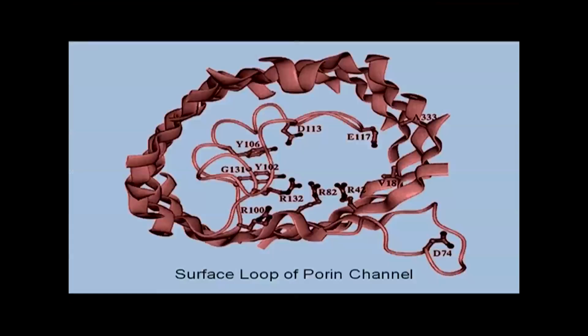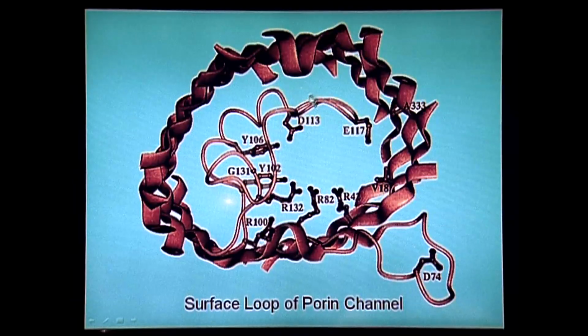And not only that, this porin channel will have a surface loop, and this surface loop is having glutamine or aspartic acid residue with calcium ion, which is actually guarding this particular porin channel. So anything and everything is not allowed easily inside the cell membrane, and it will protect the cell membrane.